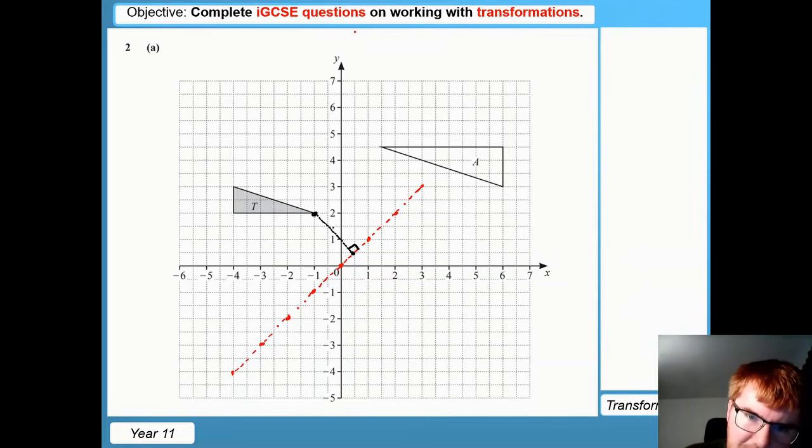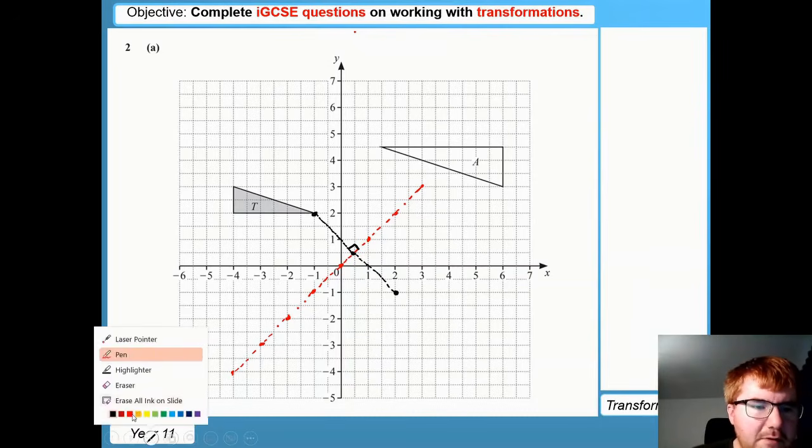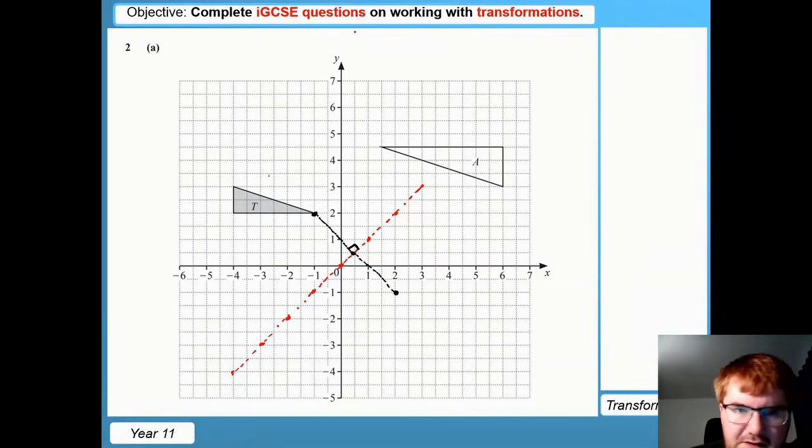So we've got 1, 2, 3 diagonal. So we need to go 1, 2, 3 diagonal in the other direction. So 1, 2, 3. So that point comes to there. And we do the same process on each of these coordinates. So let's take this one here. Again, we want to go diagonal, diagonal, diagonal, diagonal, until we get to the reflection line. So let's see how many that is. That's 1, 2, 3, 4, 5, 6. So we go 6 again. So we go 1, 2, 3, 4, 5, 6.